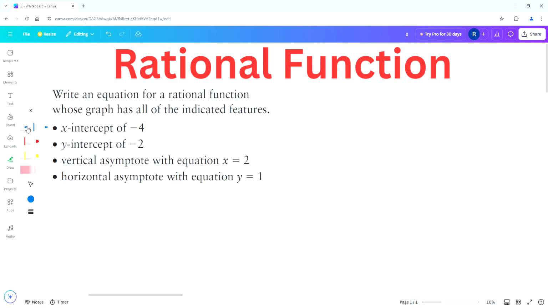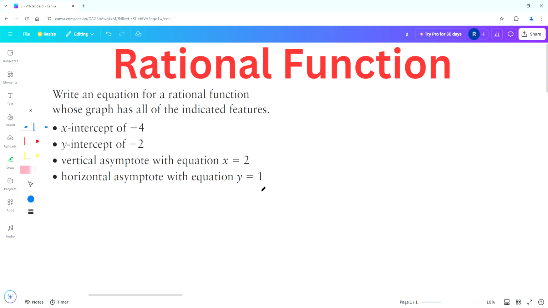In this video, we'll solve this rational function problem. As per the problem, write an equation for a rational function whose graph has all of the indicated features: x-intercept of -4, y-intercept of -2, vertical asymptote with equation x equals 2, and horizontal asymptote with equation y equals 1.